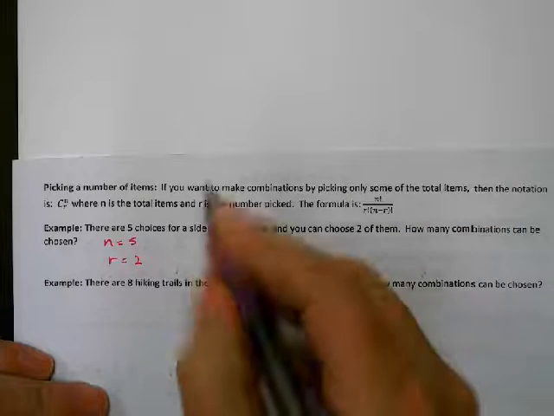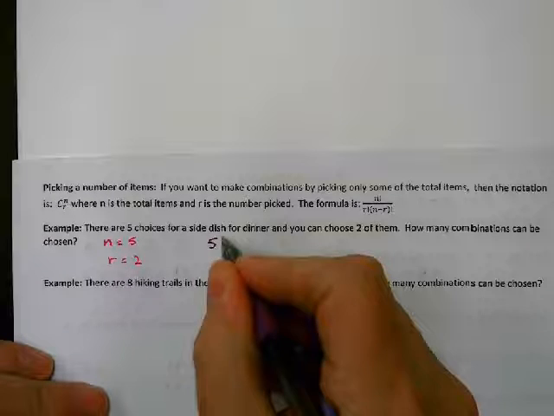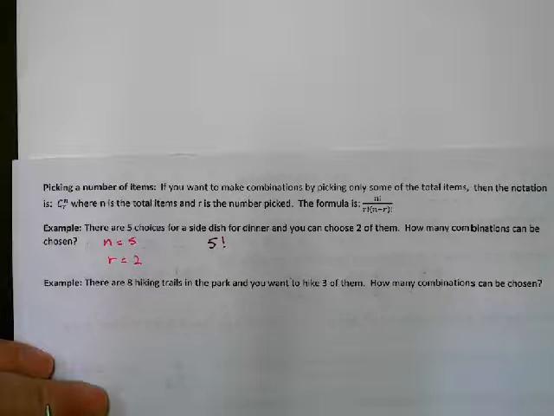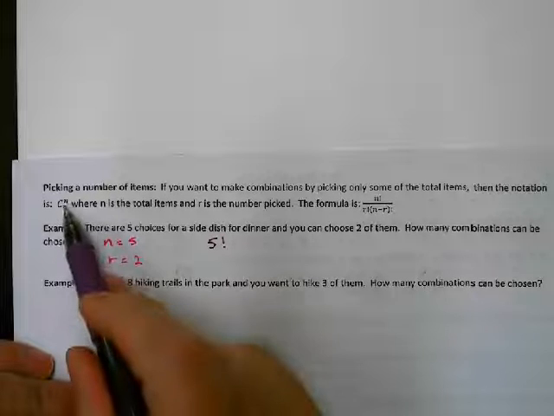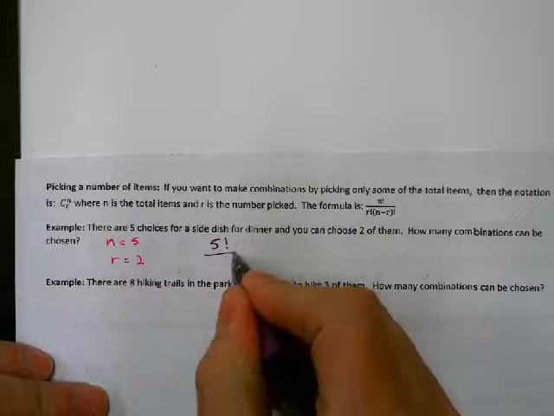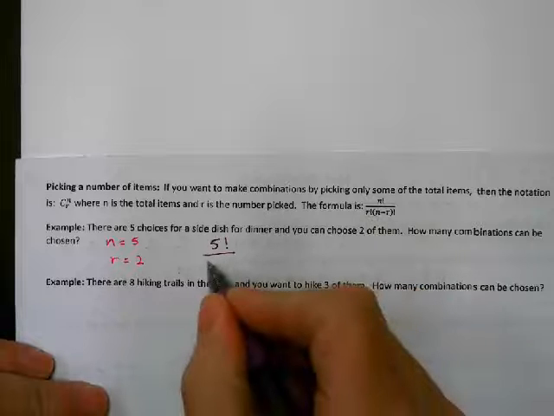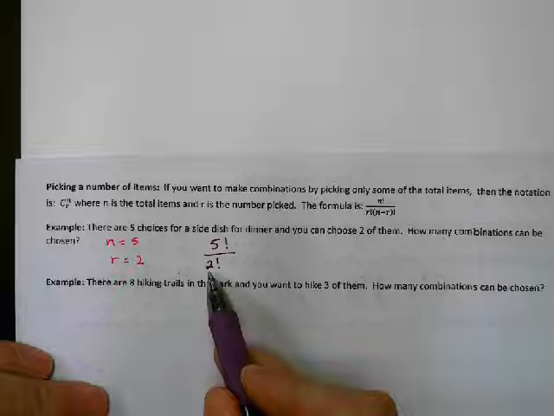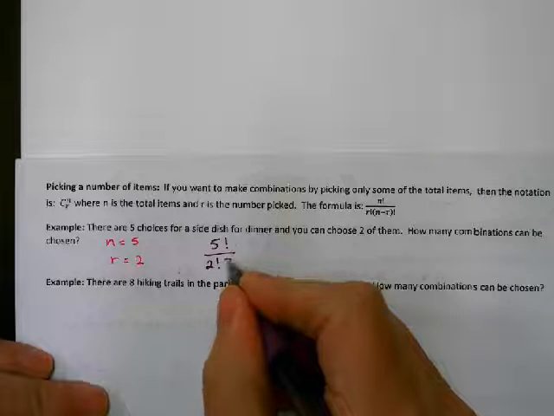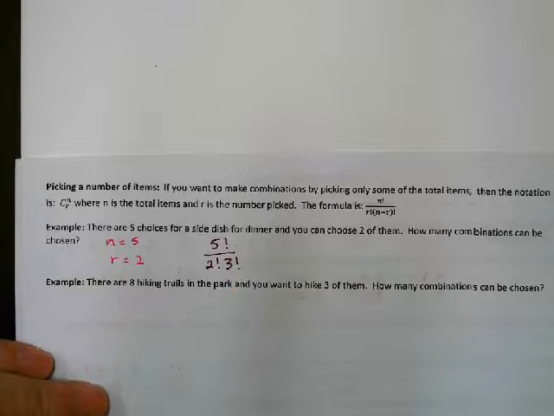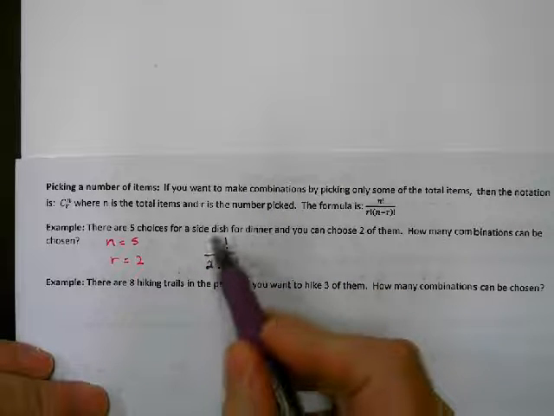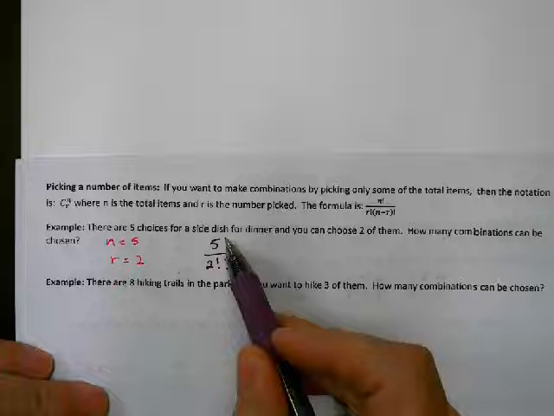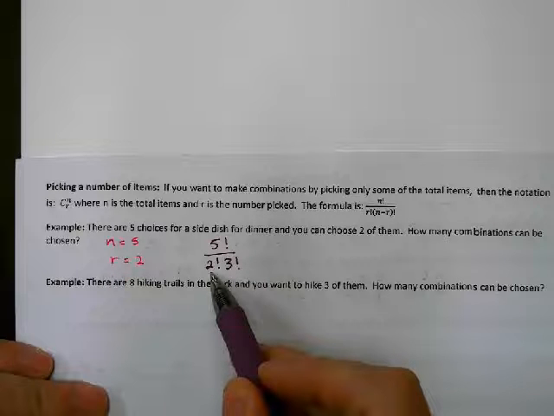So in my numerator, I've got 5 factorial. But I only want to choose 2 of them. So this is 5 choose 2. So r is 2, so I'm going to do 2 factorial. These are the 2 things that I'm choosing. Okay? Which means I'm not choosing 3 things. So this would be the 3 factorial right there. So it's kind of like you've got the number of items, and then you're going to divide by the things you are choosing, and then the things you're not choosing.